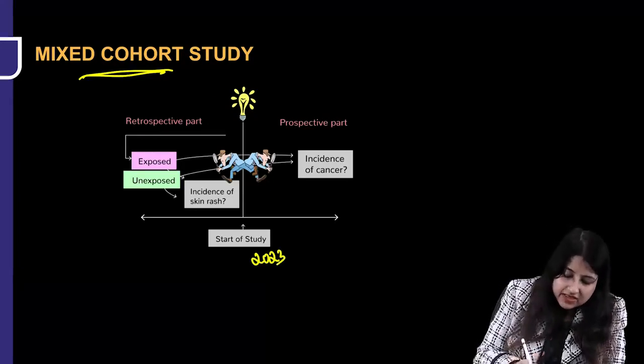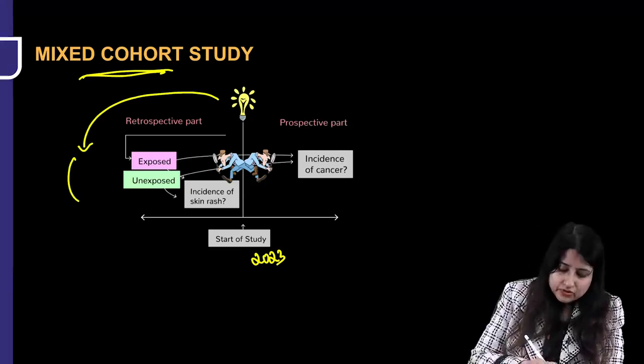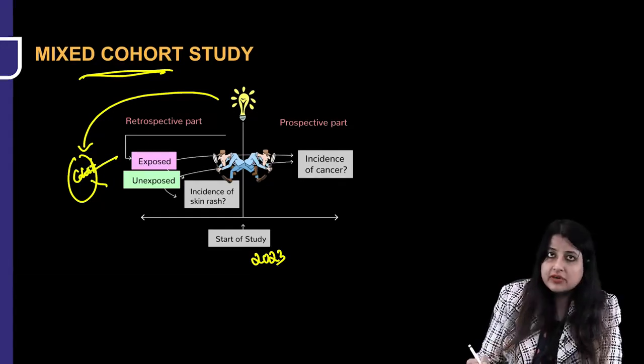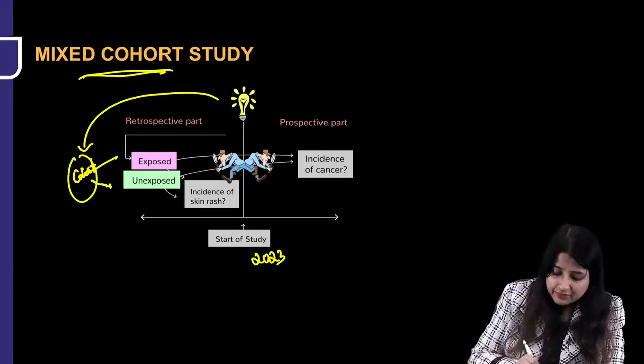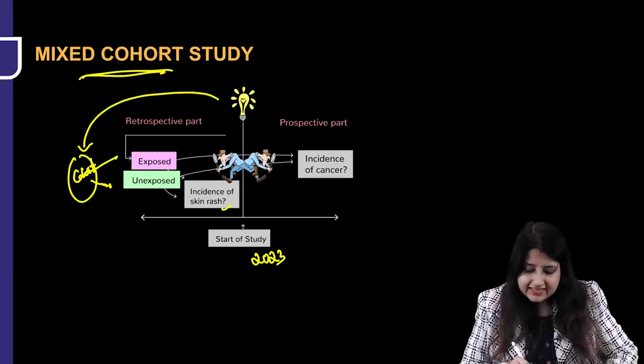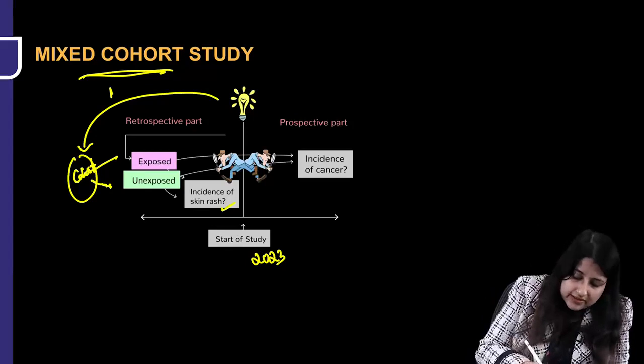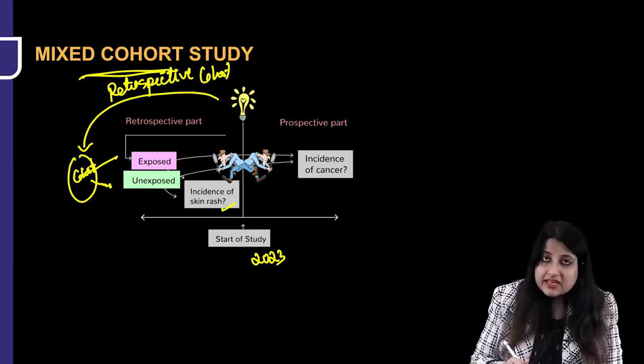Okay, now first we go back. All right, we've used a college register or something and we've divided the cohort into exposed, non-exposed. Then we come forward, and see it's bi-directional. We come forward and we look at the incidence of skin rash at the start of the study. So it's definitely a cohort. This part is a retrospective cohort. Okay, you look at the incidence of skin rash at the time the study begins.